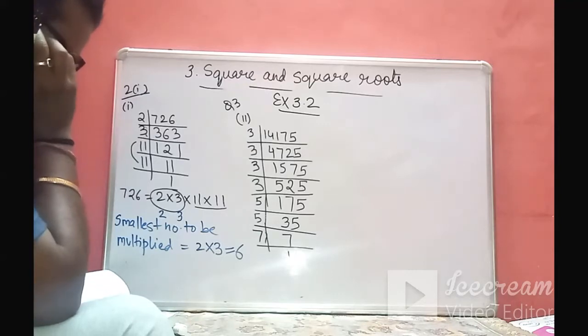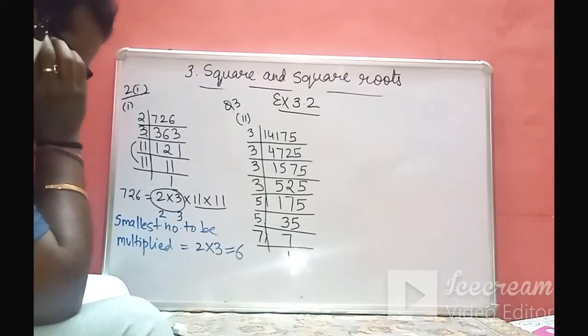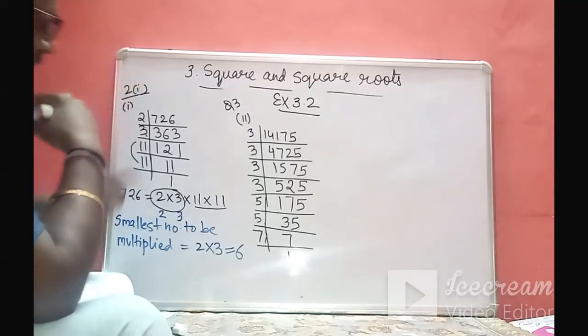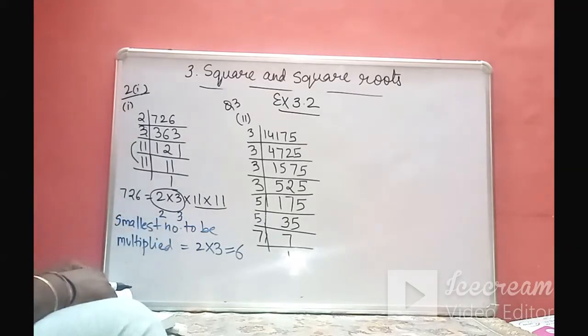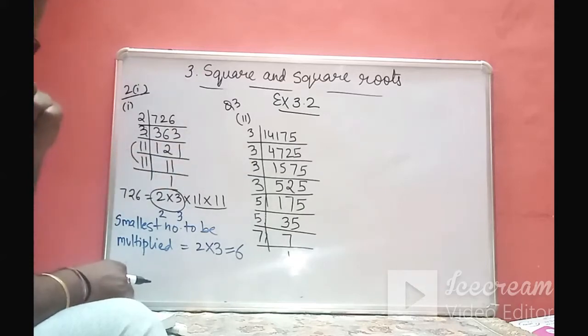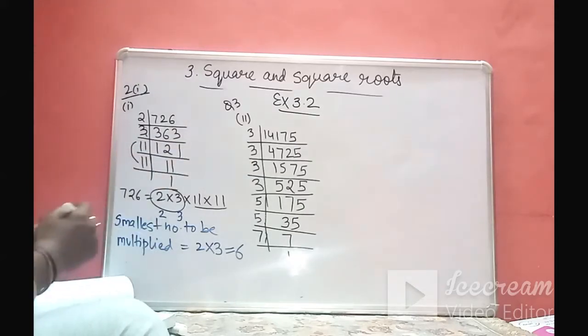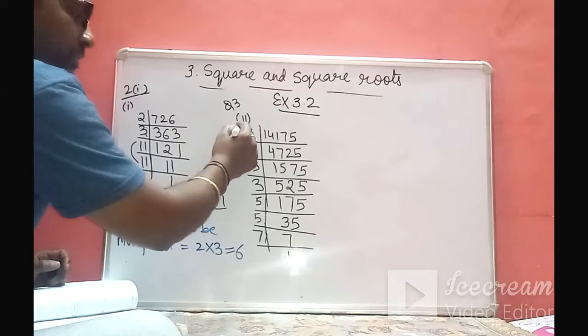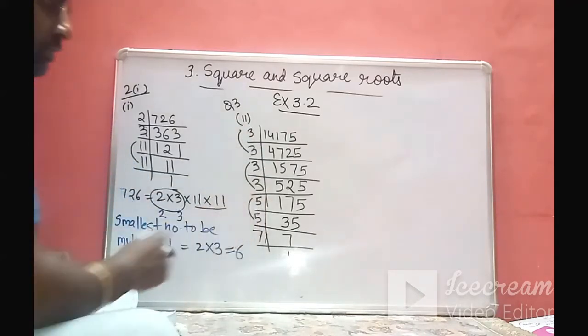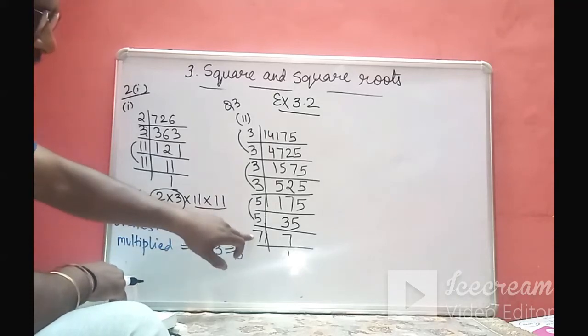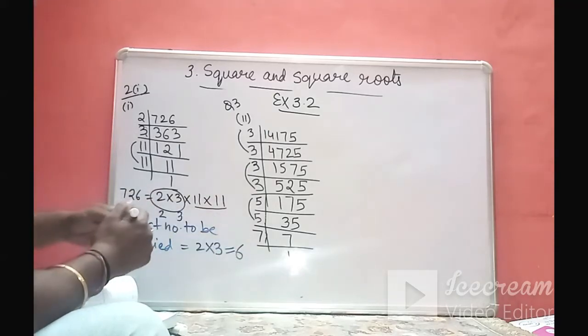Now we have to find the smallest number by which it should be divided. So in the previous question we had to find the smallest number by which it should be multiplied, and in this we have to find the smallest number by which it should be divided. Now if I make the pairs, one pair is this and this is the other pair. So you can see here this 7 is left out without any pair.